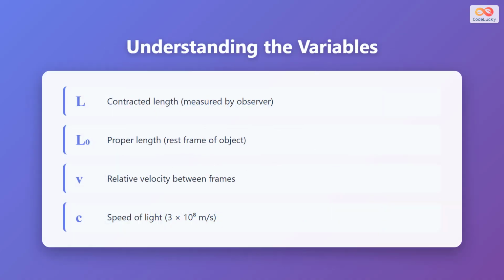Let's break down what each variable in the formula means. Capital L represents the contracted length, which is what an observer measures. L sub 0 is the proper length, which is the length of the object in its own rest frame. The letter v stands for the relative velocity between the two reference frames, and c is the speed of light, which is approximately 3 times 10 to the 8th meters per second. Understanding these variables is crucial for applying the formula correctly.